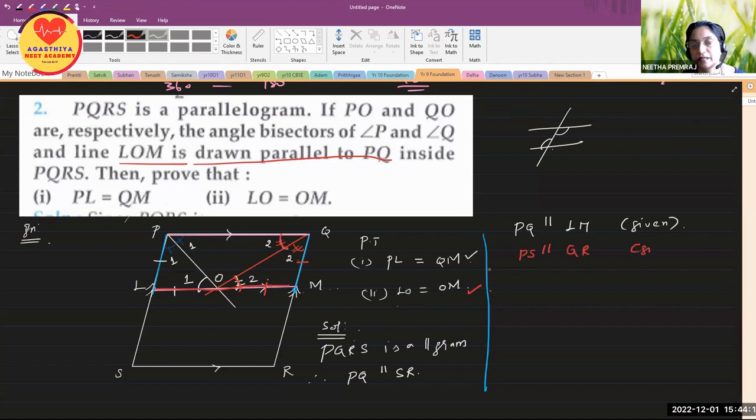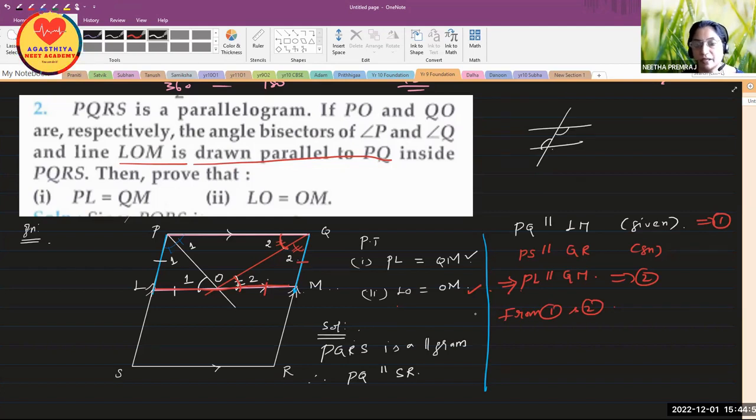So L lies on PS and M lies on QR. So you could say PL is parallel to QM, isn't it? So from 1 and 2, what you can say is PQ is parallel to LM, PL is parallel to QM. If opposite sides are parallel, you could say PQML is a parallelogram, isn't it?